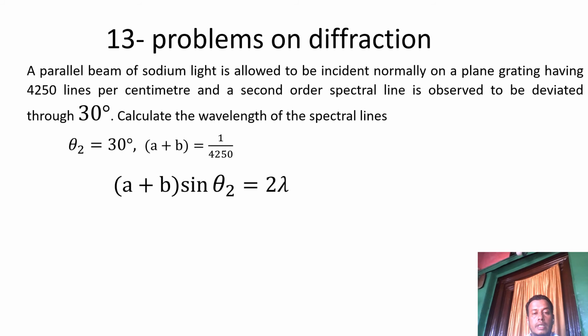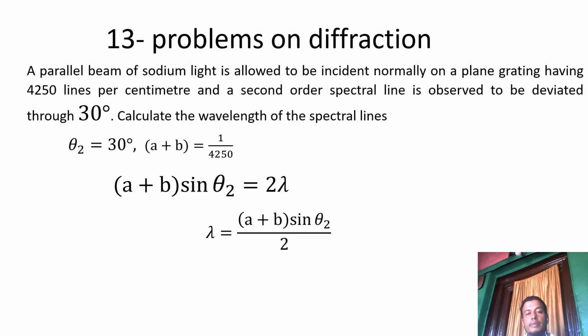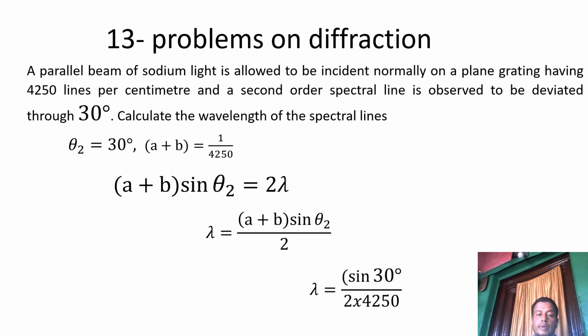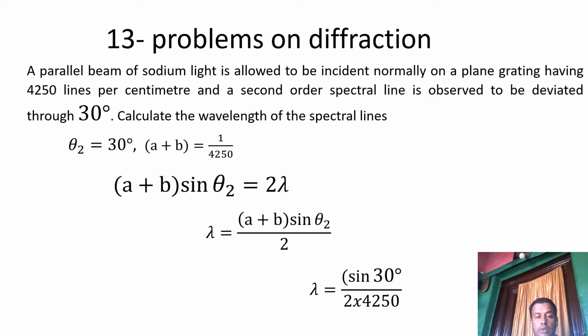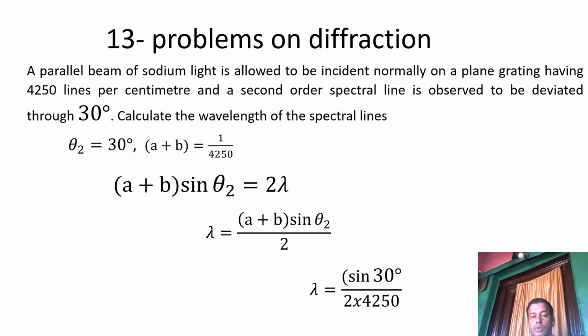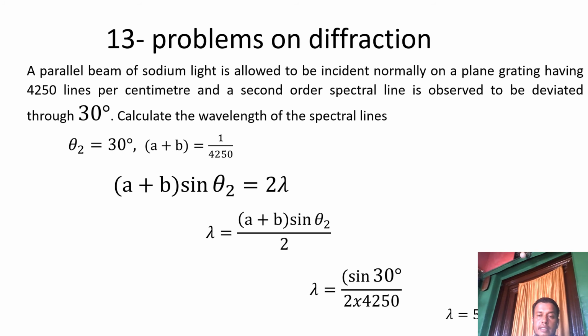So a plus b into sin theta is equal to n lambda, but the order is 2, so n is equal to 2, that is 2 lambda. That lambda is equal to a plus b sin theta by 2. So we can calculate the wavelength: lambda is equal to sin 30 by 2 into 1 by 4250. As the lambda value we get some extent 586 like this way.